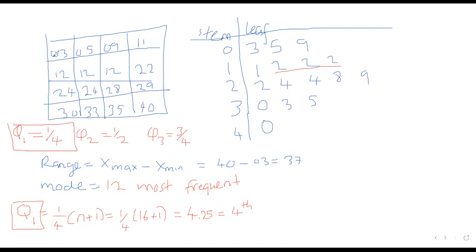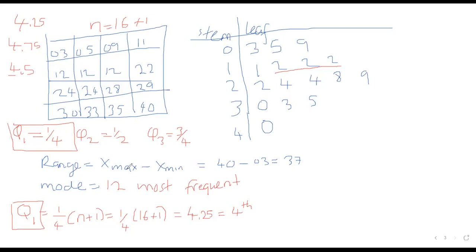So our n, when you count all these, 1, 2, 3, 4, 5, 6, our n is what? 16. N stands for the number of elements you have. So we add 1 to this, so 17. A quarter of 17 is 4.25. So if you have numbers like 4.25, you pick the nearest whole number, which is 4. For 4.75, we pick the whole number, which is 5. Unless we have a 4.5, then we pick the fourth number and the fifth number, and divide by 2.